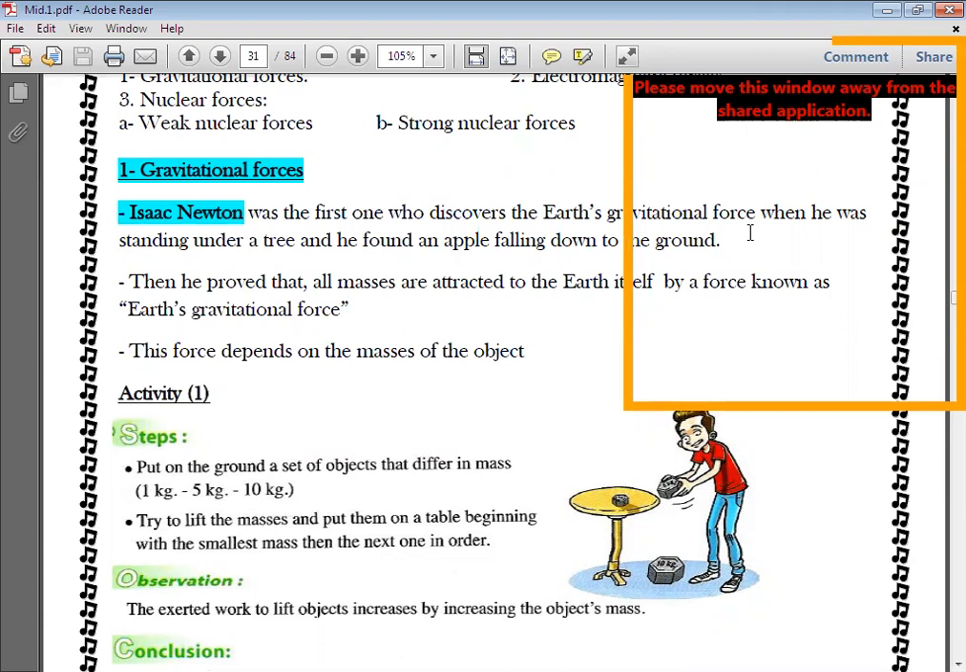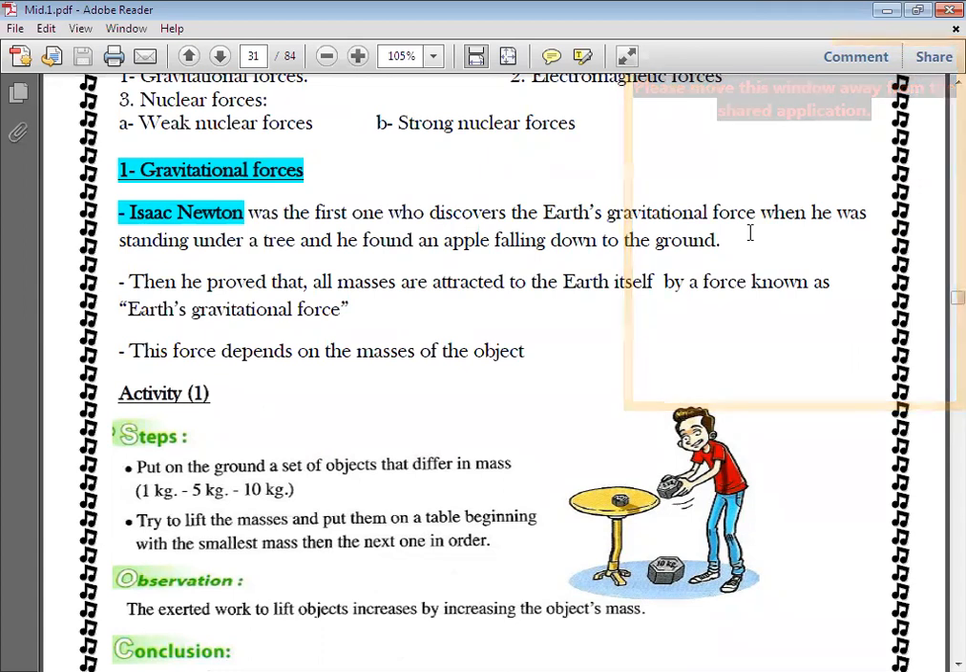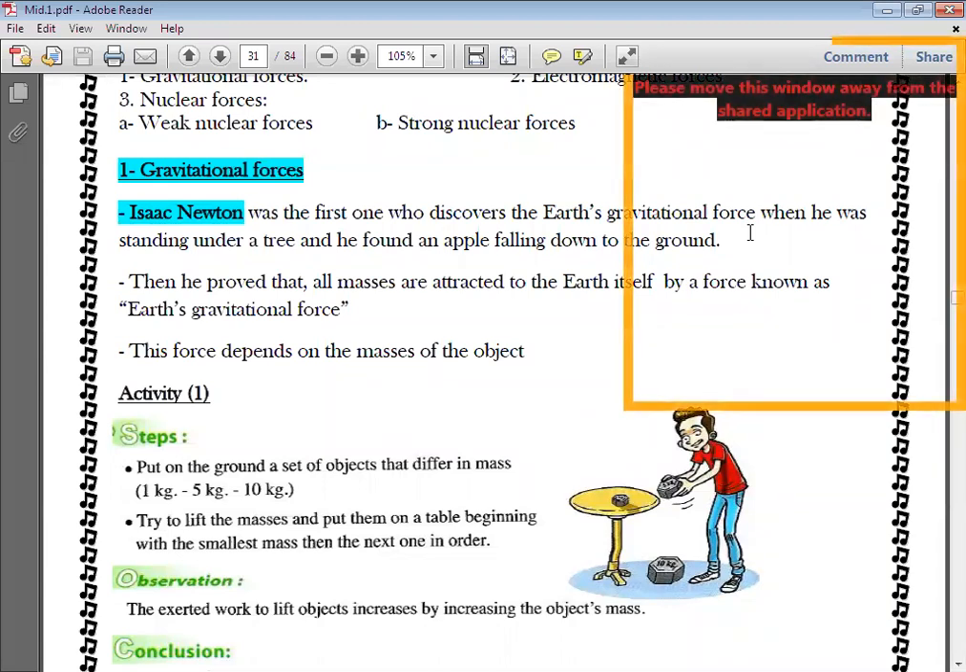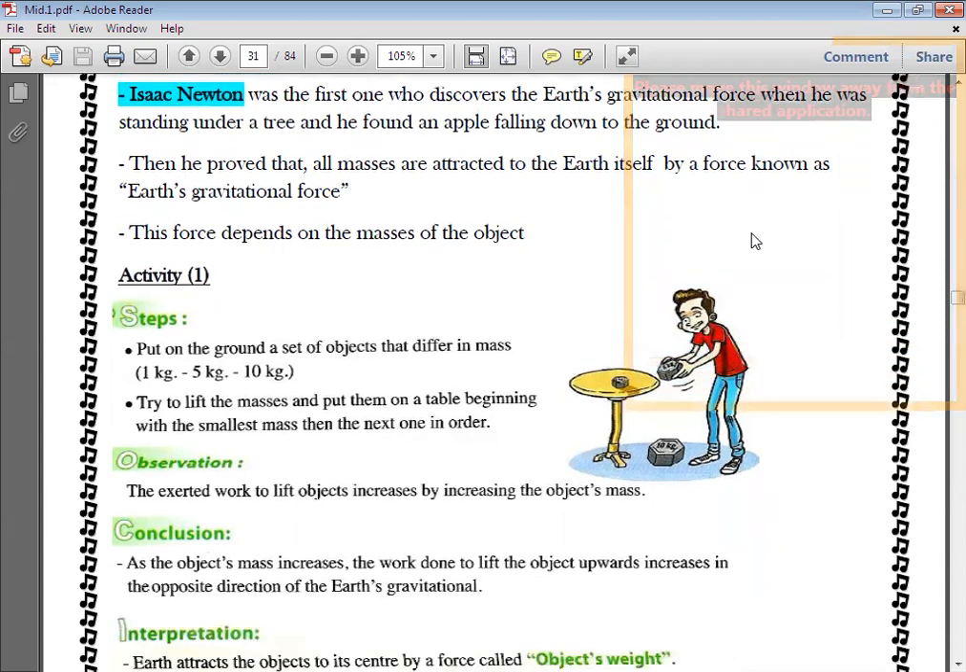So by increasing the mass of the object, the work done will increase. Why does the work done increase? Because when I try to lift this chair from the ground, there is another force trying to pull the chair towards the ground. I can't see this force, but I feel its effect. It's called Earth's gravitational force, or object weight.